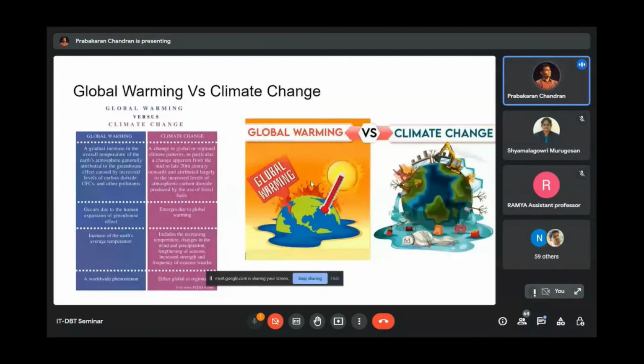Climate change can be considered in both ways. One is a global level problem, and another one is a regional problem. When I say regional problem, you can easily see it in certain tropical countries, or even in the North Atlantic region, where because of global warming, that particular region might face a problem.